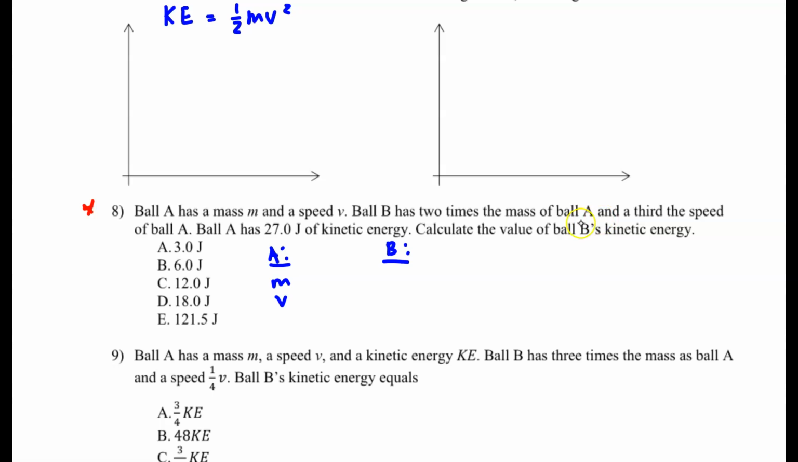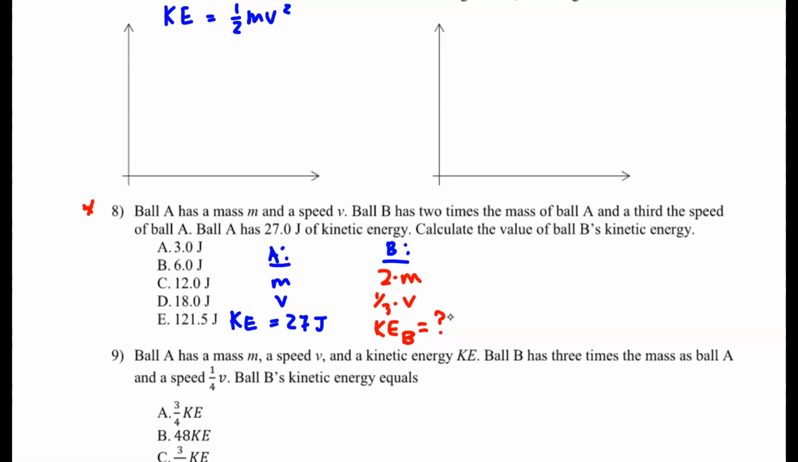Ball B has 2 times the mass of A, so 2 times A's mass, and 1/3 the speed of A, so 1/3 times v. Ball A has a kinetic energy of 27 joules. Calculate B's kinetic energy. KE of B equals question mark.